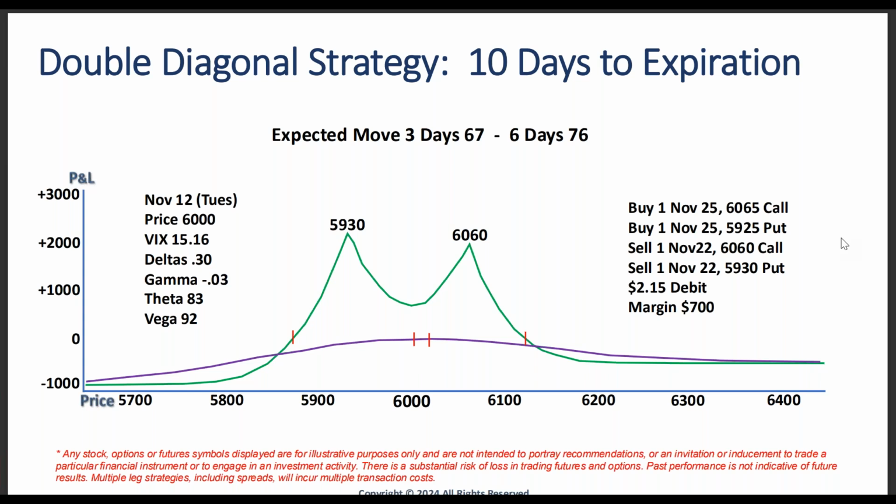Here's what I want you to do, folks. First, focus on the green graph, which is the expiration graph. This particular trade was 10 days from expiration. So the green graph is expiration. The purple line is the day I put it on. So that's typically what it looks like.